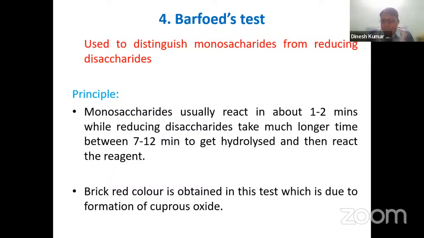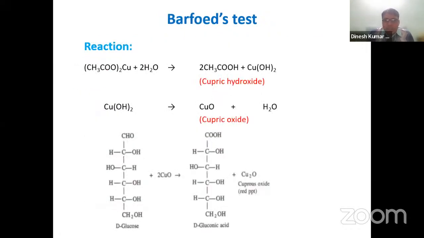So depending on the time, whether the color comes within 1 or 2 minutes, it is a monosaccharide, and if it takes more time, like 7 or 8 to 10 minutes, then it is a disaccharide. So you can distinguish between the monosaccharide and disaccharide by doing this test. This occurs in an acidic medium like the cupric acetate, and forms cupric hydroxide, which on heating forms the cupric oxide, and it reacts with the sugar molecule and forms the cuprous oxide with a red PPT.